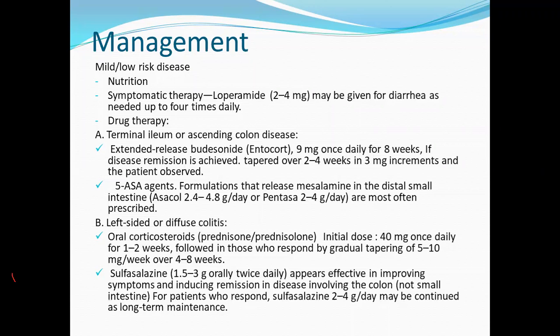So when we talk about a left-sided or diffuse colitis, we have the oral corticosteroids, that's prednisone or prednisolone, which can be used. An initial dose of 40 milligrams once daily for 1 to 2 weeks, followed in those who respond by gradual tapering of 5 to 10 milligrams per week over 4 to 8 weeks. Sulfasalazine at a dose of 1.5 to 3 grams orally is given twice daily, which appears to be effective in improving symptoms and inducing remission in diseases involving the colon, but not of the small intestine. For patients who respond, sulfasalazine 2 to 4 grams per day may be continued for long-term management. But if they do not respond, you cannot go ahead and do this.